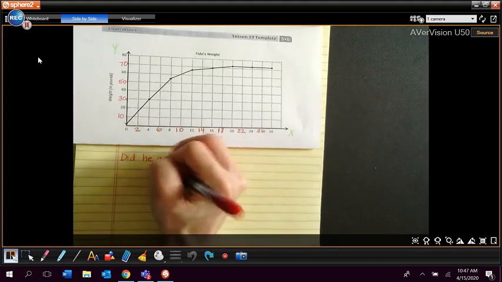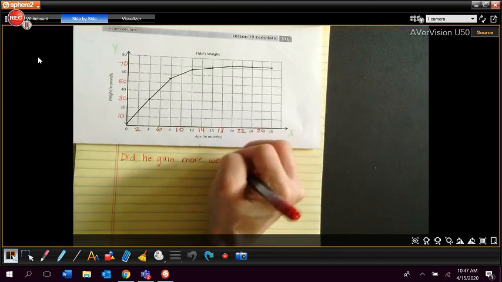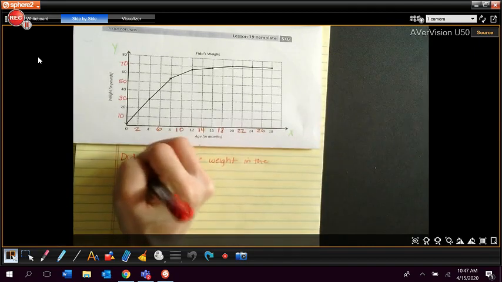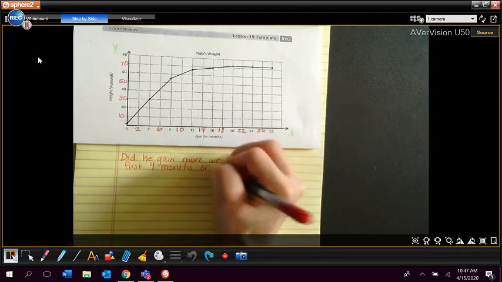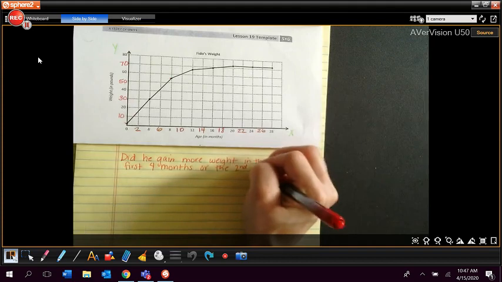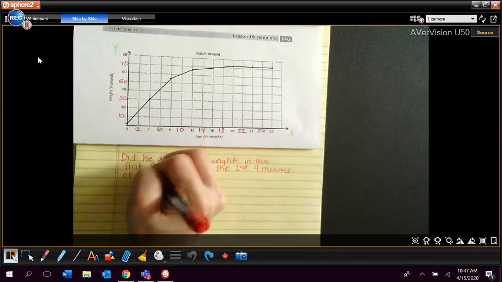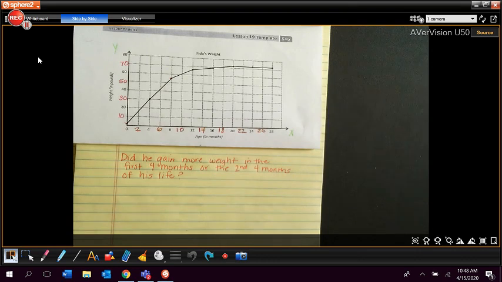Did he gain more weight in the first 4 months or the second 4 months of his life? Think about that one, boys and girls. Did he gain more weight in the first 4 months or in the second 4 months? Again, pause the video, try to find the answer, and then you can press play.